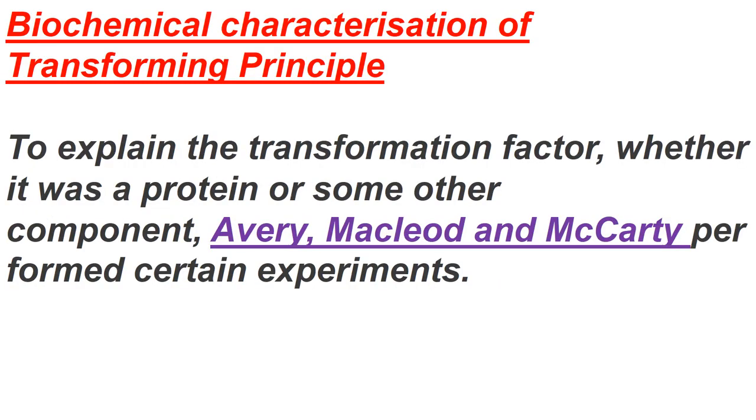So next is biochemical characterization of the transforming principle. Meaning whether it is protein, DNA, RNA, lipid, or carbohydrate, because all these things are present inside a cell. So it can be anything which has been transferred from the heat killed S strain to the R strain. Okay, so it was experimentally proved by Avery, MacLeod and McCarty what exactly is the biochemical nature of the transforming principle.